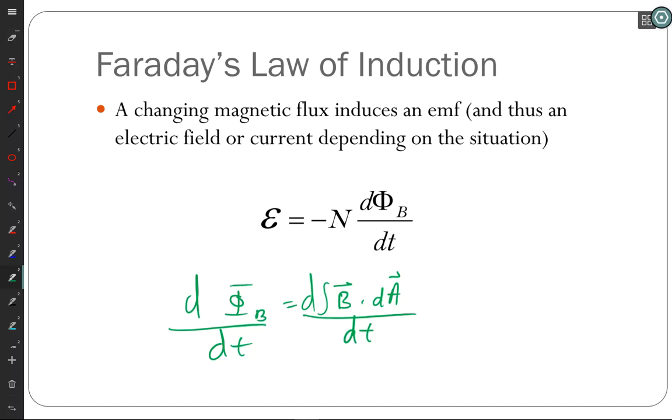But you have three things that can change if flux is B dot A. What are the three things that could change if flux is B dot A? How do we write B dot A as a scalar product?